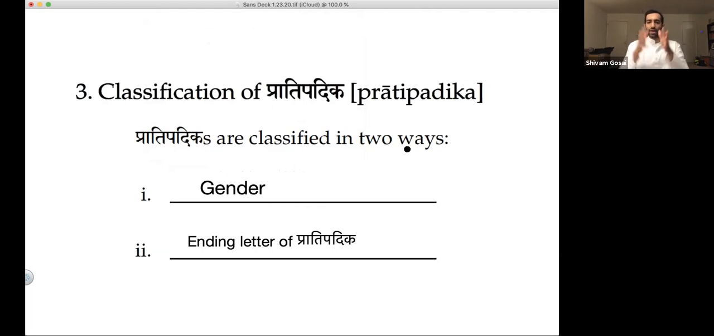So now we have that equation: pratipadika plus supratyaya. Within pratipadika, we need to look at these two things, gender and ending letter. Those are important because we group different pratipadikas based on gender and ending letter, and the patterns of the words with the same gender and ending letter will look the same. I'll show you some examples in a minute.